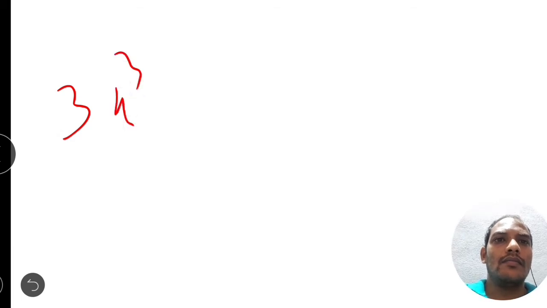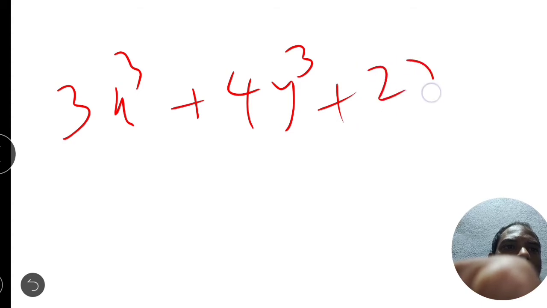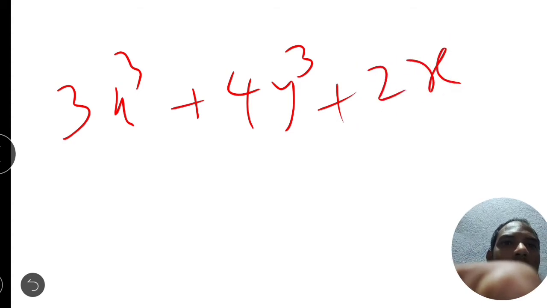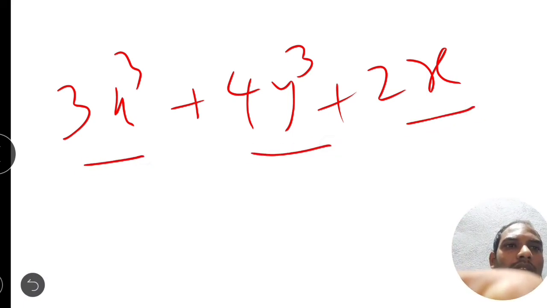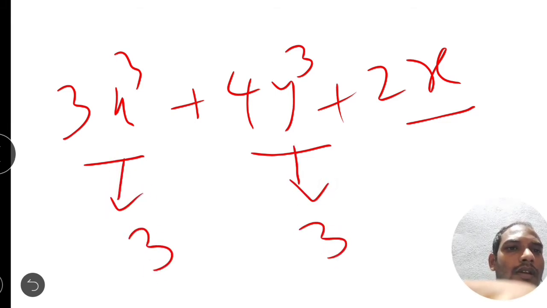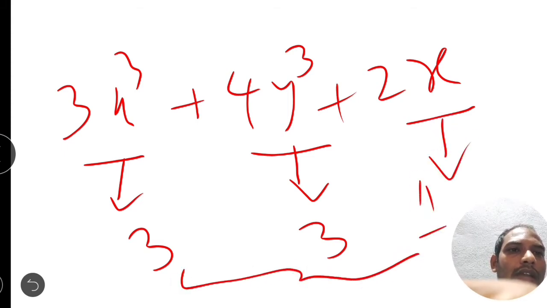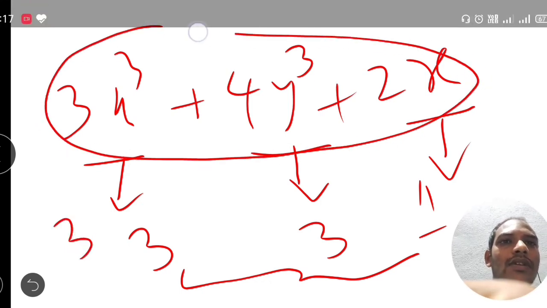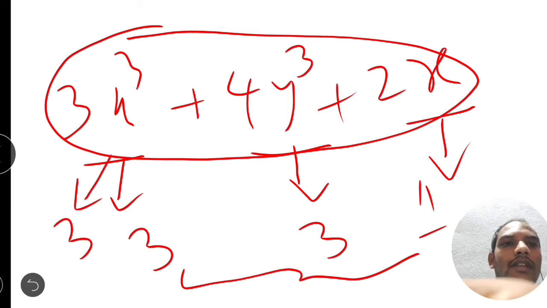Let's see one more example. 3x cube plus 4y cube plus 2x. It is also one expression, but this expression contains three different terms. Let's find the degree of each term. First term degree is 3, second term degree is also 3, and third term degree is 1. Out of these three, the highest one is 3. So the degree of the total expression is 3.